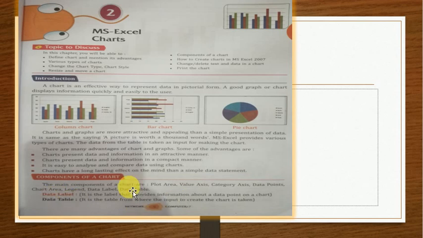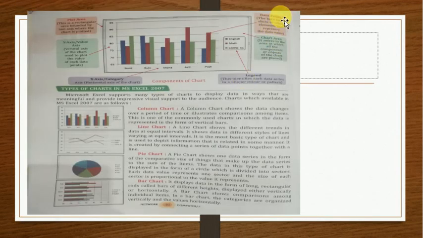Okay, so what is data label? It is a label that provides information about a data point on a chart. Okay, so here you can see this, what is a data point? This red color is a data point. Now what is this red color denoting? It is denoting maths. So this is a data label. Okay, this is a data label.